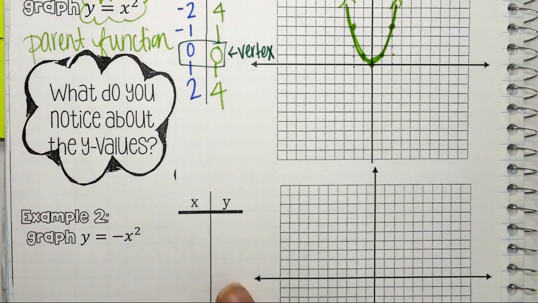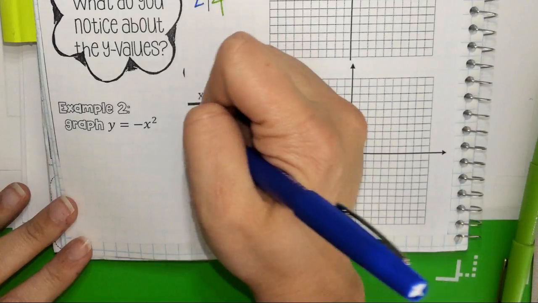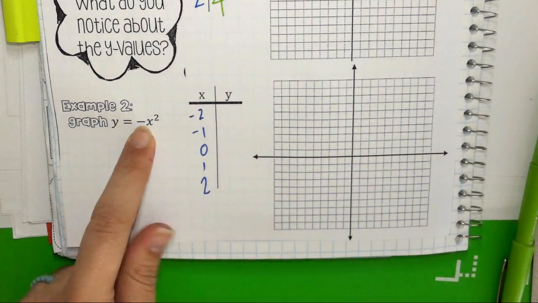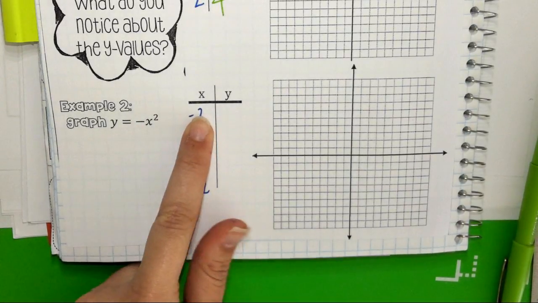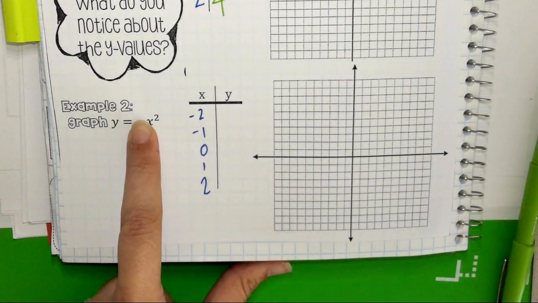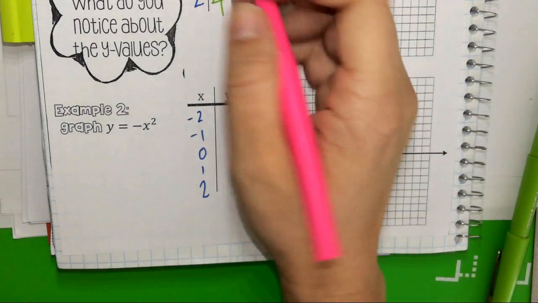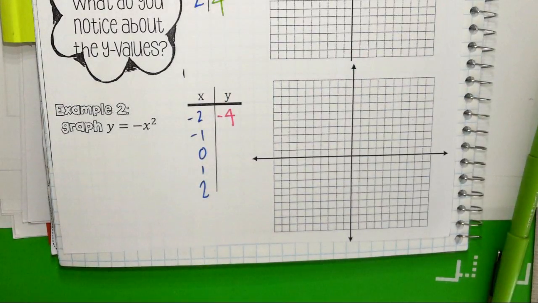All right, so now let's look at y equals -x squared. We're still going to plug in the same numbers: -2, -1, 0, 1, and 2. But this negative is going to change our output. So when we square -2, we get 4. But what is this negative going to do to it? Make it a -4. Does everybody understand?